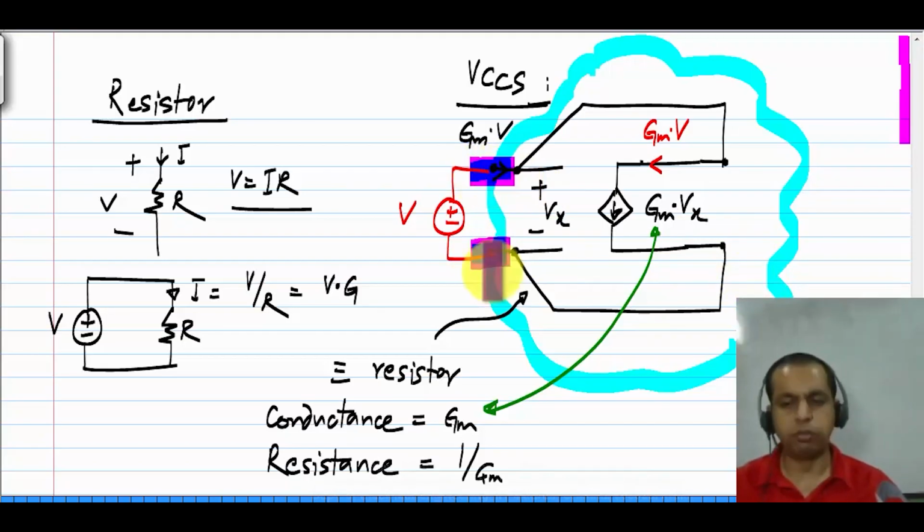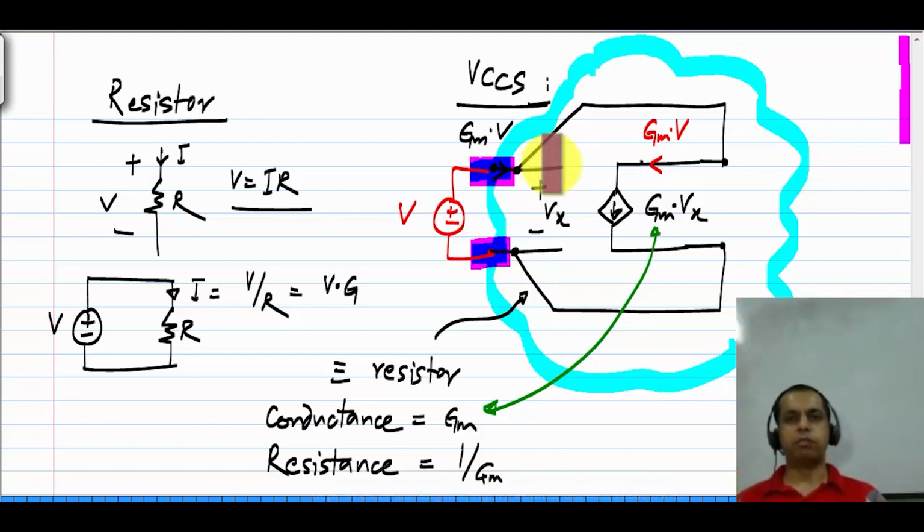There are only these two terminals, and between these terminals there is a linear relationship between current and voltage. That's because of the linearity of the control source. So this entire arrangement just looks like a resistor, right? So you can take a control source and synthesize a resistor from it.